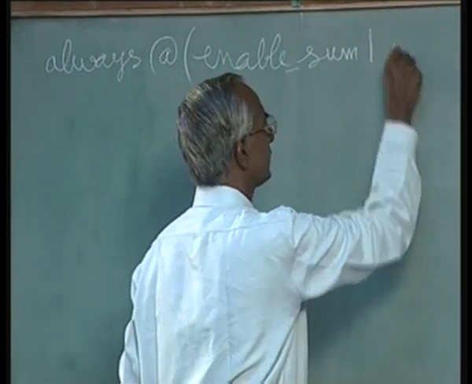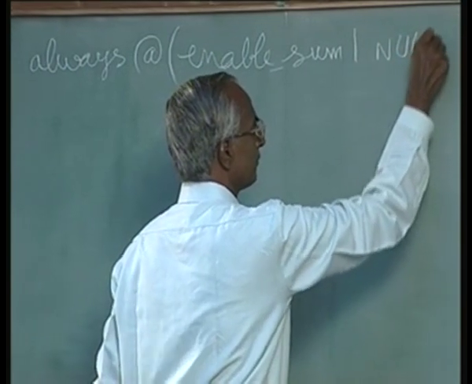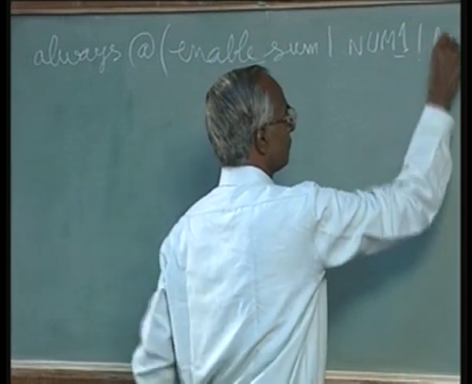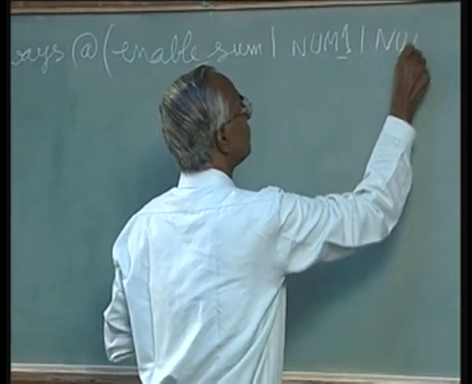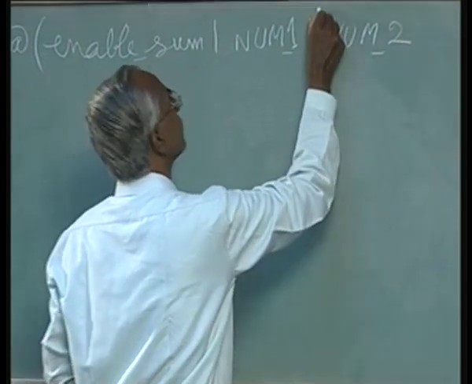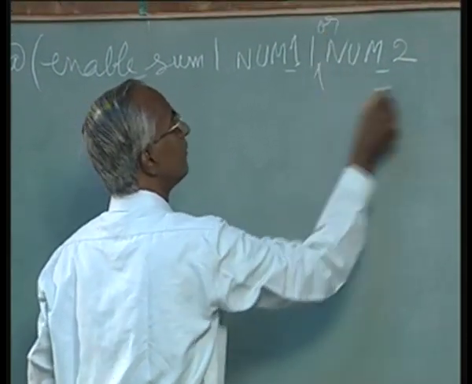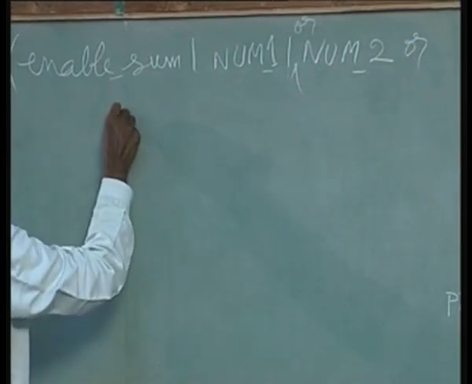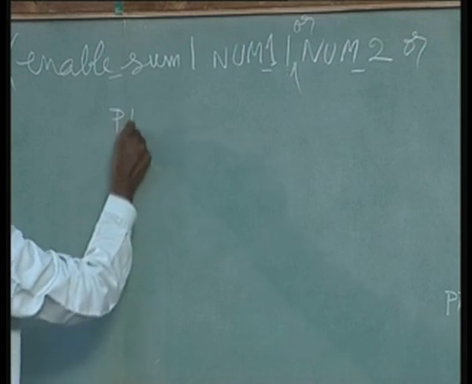Then the next one is number 1, and number 2, then there is one R missing here, then finally preset value.